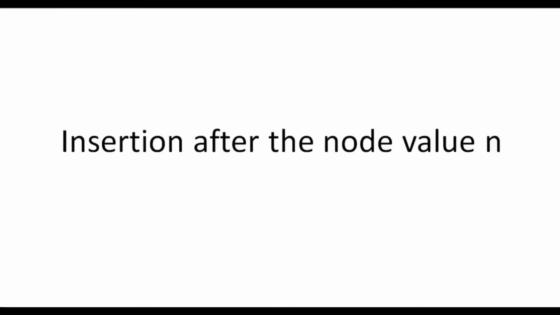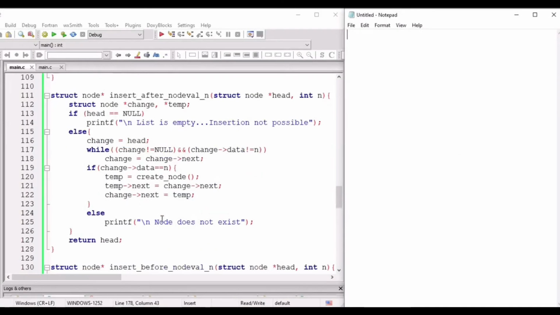Now let us understand how we can insert a new node after a node that has value n. In order to insert a node after a node having value n, we have to check a few conditions. The first condition that may arise is that head is null. If head is null, this means that there are no nodes in the linked list. So if there are no nodes in the linked list, that means a node having value n also does not exist. So therefore, insertion is not possible.